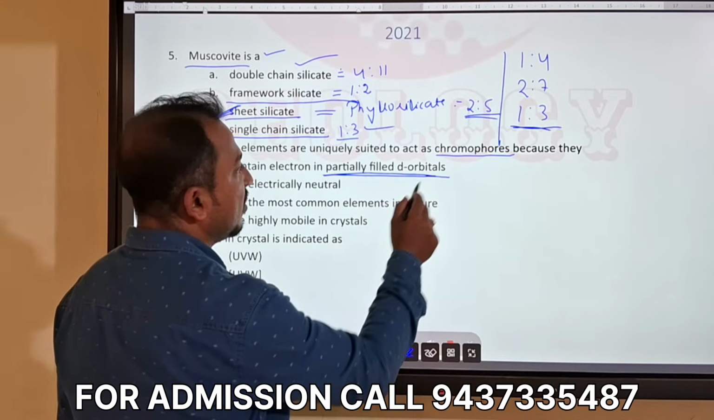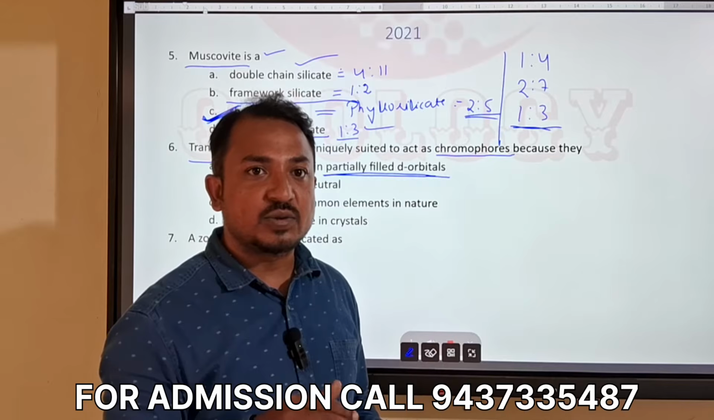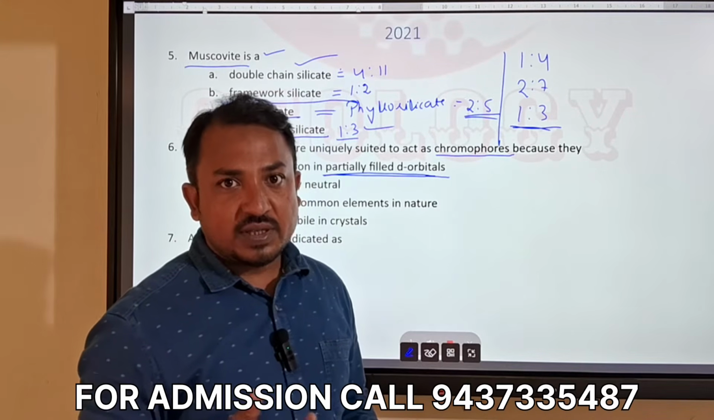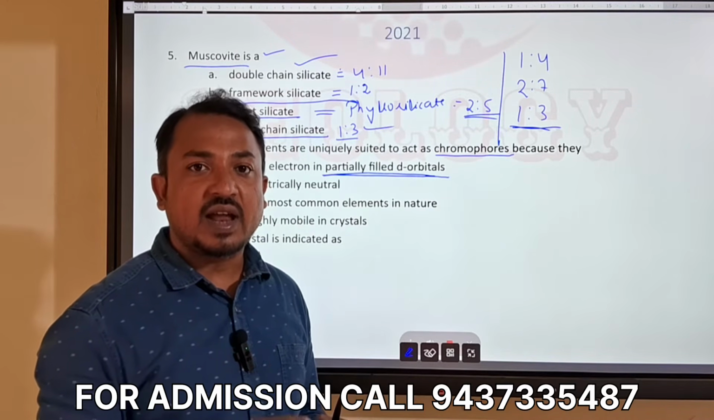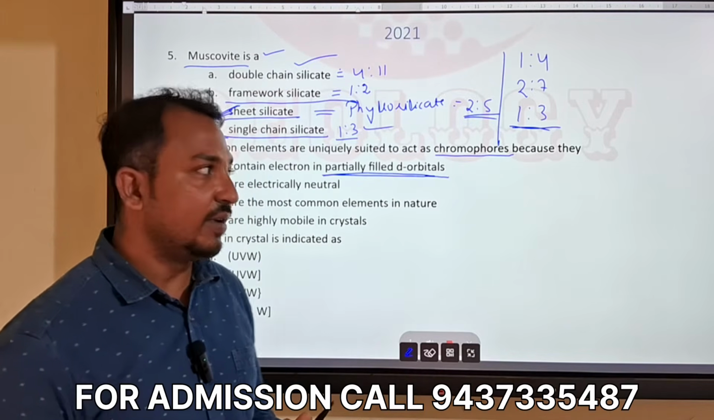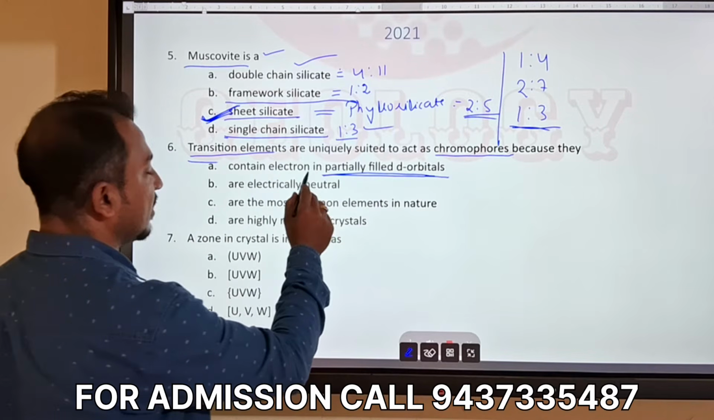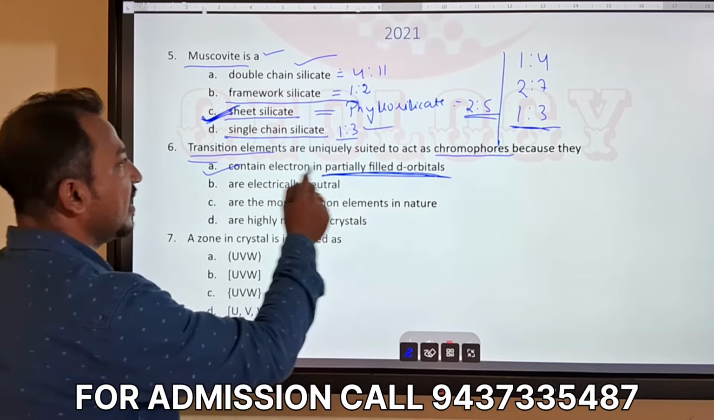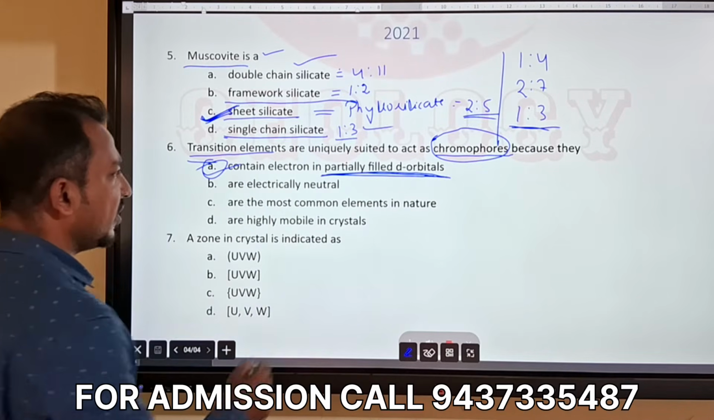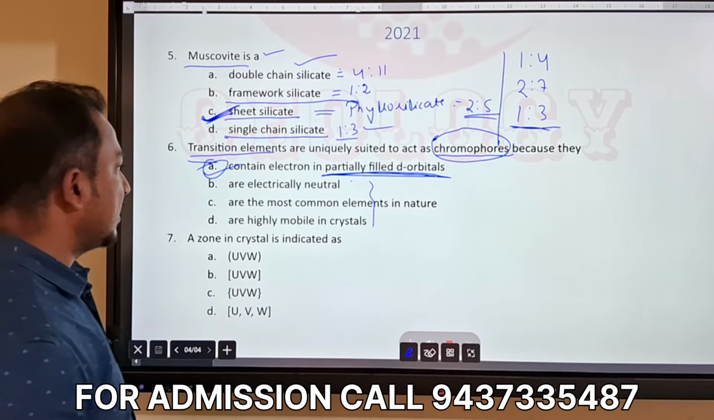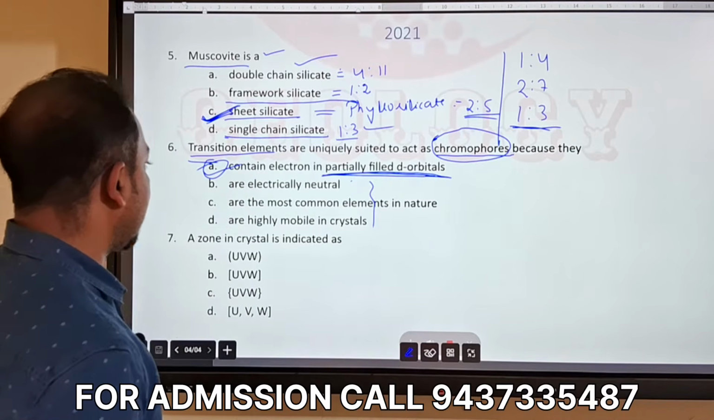As they have partially filled d orbitals, they have the capacity to absorb certain wavelengths of light when light passes through these elements. Because of this property, they can control the absorption of visible wavelengths and can control the color of the mineral. So transition elements have partially filled d orbitals, and they control the color of the mineral. That is what we call a chromophore. So the answer will be A. These others are not related to the chromophore condition. So the answer is: contain electrons in partially filled d orbitals.